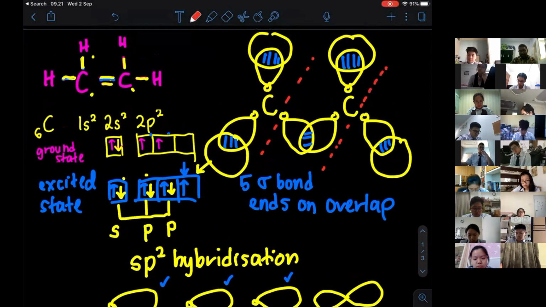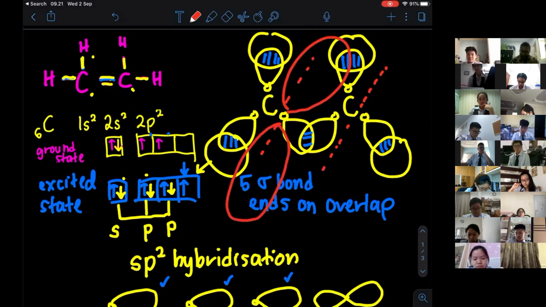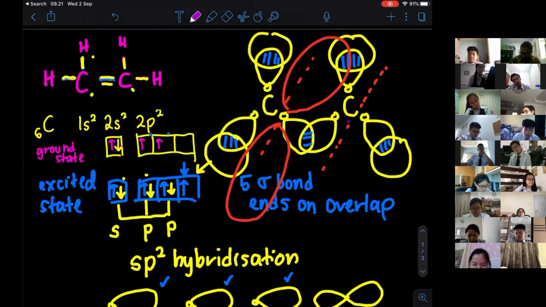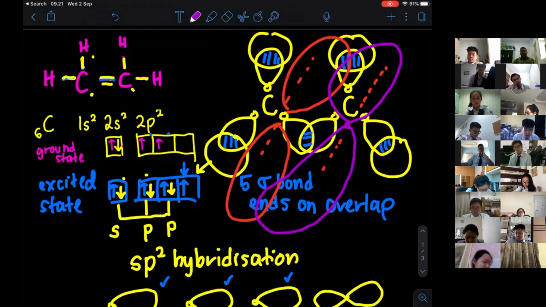Now, I will draw a bit bigger so that we can see the overlap. So it's a p orbital. I'll draw a bit bigger, and then I'm going to use different colors so that we can see more clearly. There's another one here. I will draw a little bit bigger, something like this. Now, what you're supposed to see, I will highlight in yellow. There's an overlap here, and also there is an overlap here.